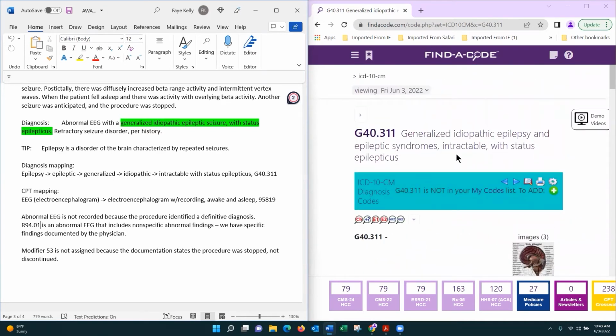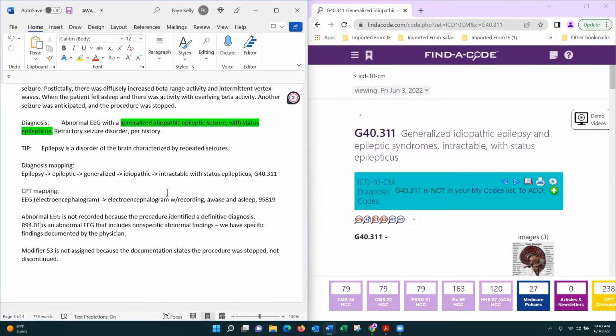And our code, generalized idiopathic epilepsy and epileptic syndromes intractable with status epilepticus, is our diagnosis. So if you have a definitive diagnosis, just like we did with the acute bronchitis, we had all those symptoms, but we don't have to list those. The coding rules tell us not to list symptoms unless the specific code has an instructional note to include, and this does not. Make sense? Yes, sure.